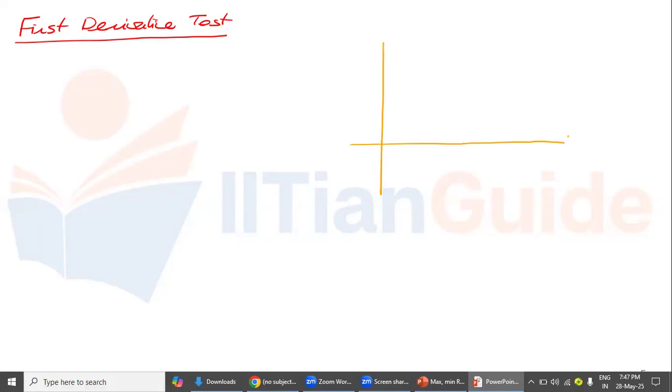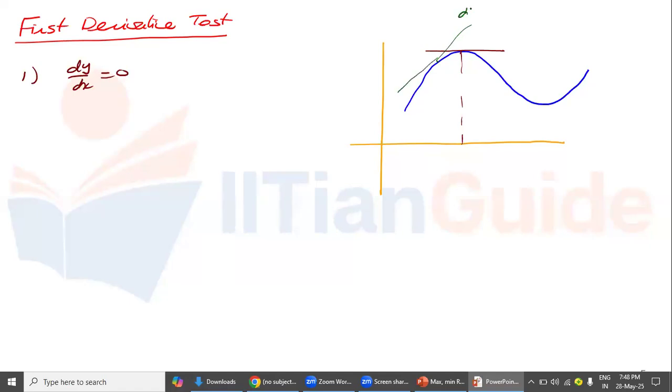Pay attention to what I'm saying. I have a maxima at this point, and a minima at this point. Now focus on the point here. dy by dx is 0. Condition 1 is that dy by dx has to be 0. First thing. As I told you before, on the left of this point I have a slope dy by dx that is positive.